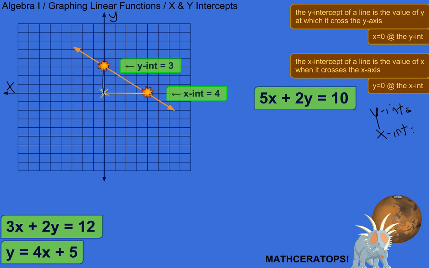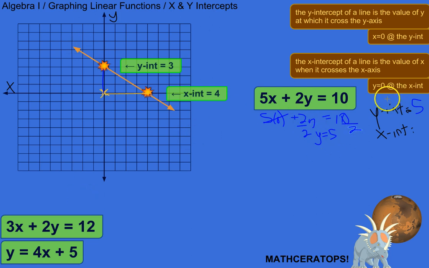So what I'm going to do is set x to 0 and solve. So I'm plugging in 0 for x. I've got 5 times 0 is 0. That's gone. So then all I'm left with is 2y equals 10. So y equals 5. So when x is 0, y is 5, which means that the y-intercept is 5. I just divide both sides by 2 to get y by itself.